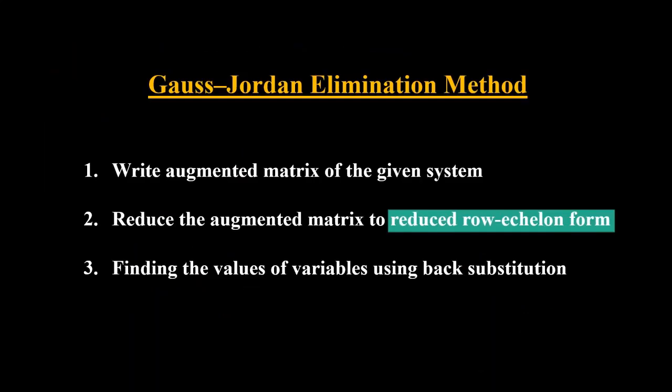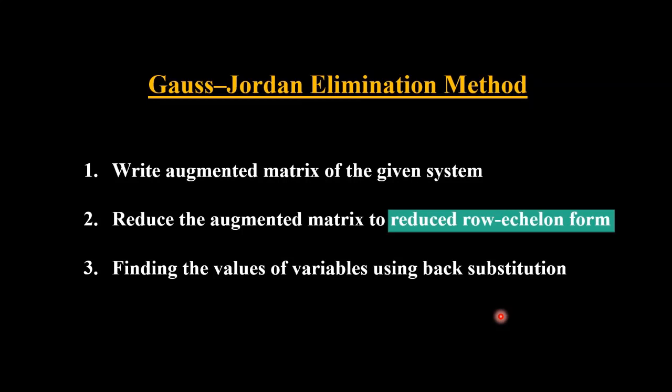In the Gauss-Jordan elimination method we have these 3 steps. First we write the augmented matrix of the given system, already done. Then we reduce the augmented matrix into its reduced row echelon form. The third step is finding the values of variables using back substitution. But if our augmented matrix is in reduced row echelon form, there is no need of back substitution.